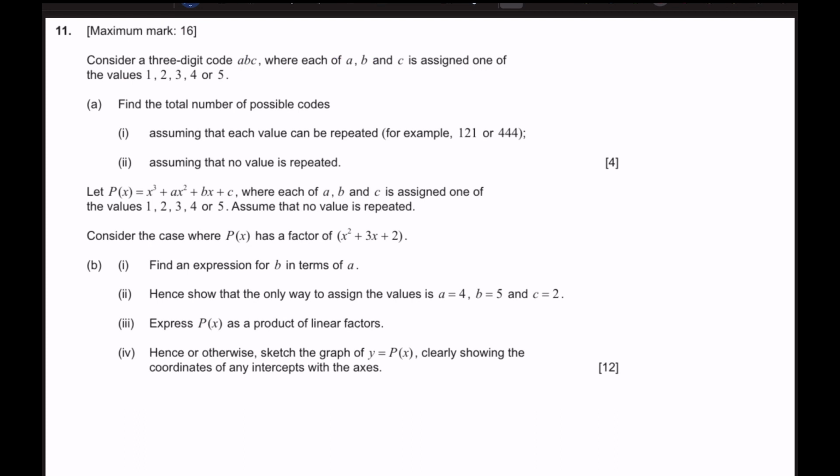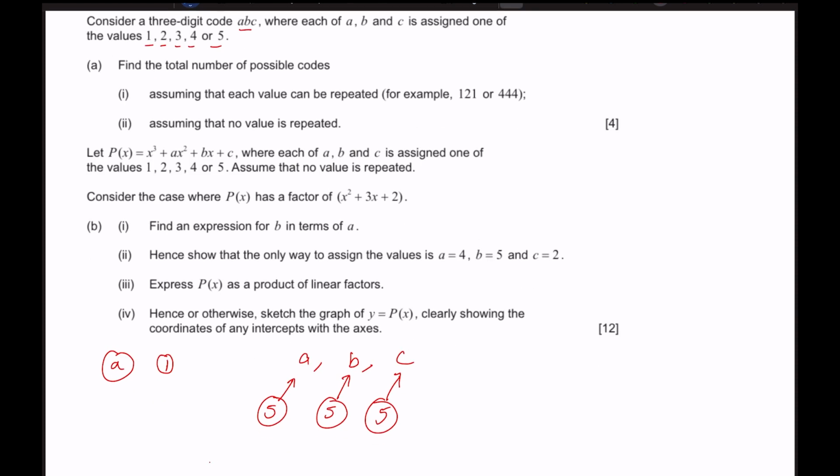Now moving on to question 11. We have to consider a 3-digit code ABC, where each of A, B, C is assigned one of the values 1, 2, 3, 4, 5. So first we have a permutation and combination question. We have to find the total possible codes assuming each value can be repeated. So you have A, B and C. You can choose any one number out of 5 for A, so A can be filled in 5 ways. Similarly, B can also be filled in 5 ways, and C can be filled in 5 ways. So the total number of ways you can fill ABC would be 5 times 5 times 5, which is 125.